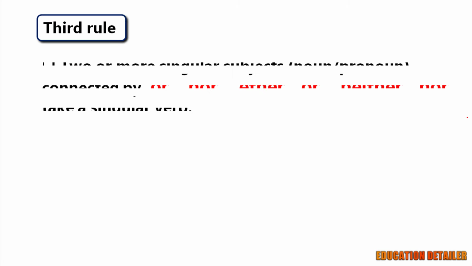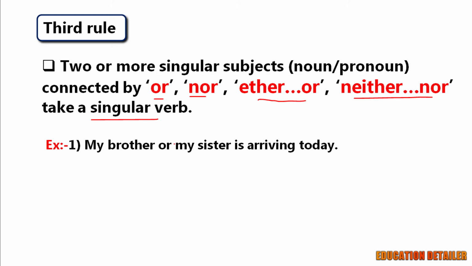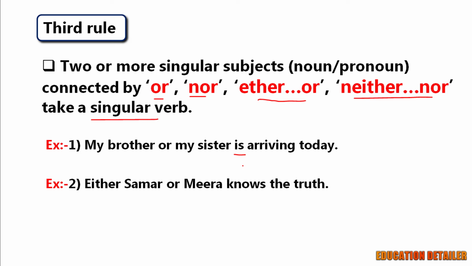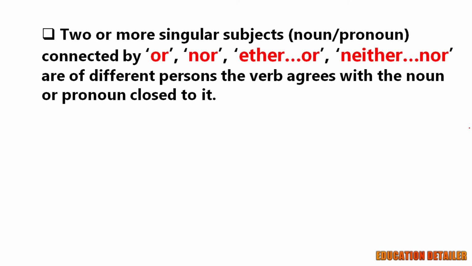Third rule. Two or more singular subjects connected by or, nor, either or, neither nor take a singular verb. My brother or my sister is arriving today. Either Summer or Meera knows the truth. Neither the red one nor the green one is available in size 5, not are. Here add one more thing.